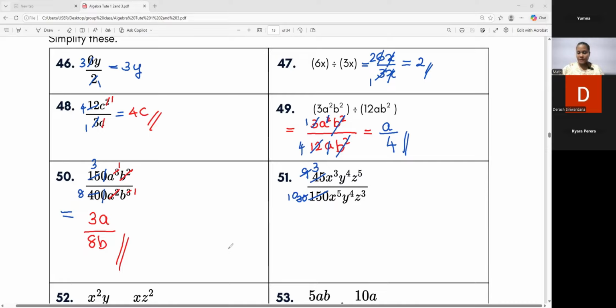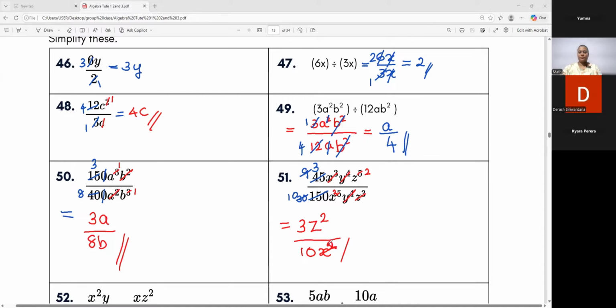X to the power 3, this is x to the power 5. These are laws of indices. Subtract the powers. 5 minus 3, 2. X to the power 2 is remaining. Y to the power 4, y to the power 4, cancel. Then z to the power 5, z to the power 3, 3 get cancelled. Here only 2 is remaining. Numerator 3 and z to the power 2. Denominator I have 10 x to the power 2 only.